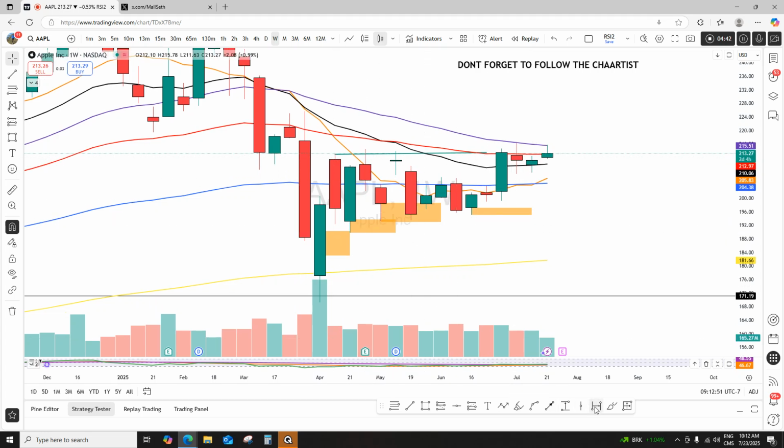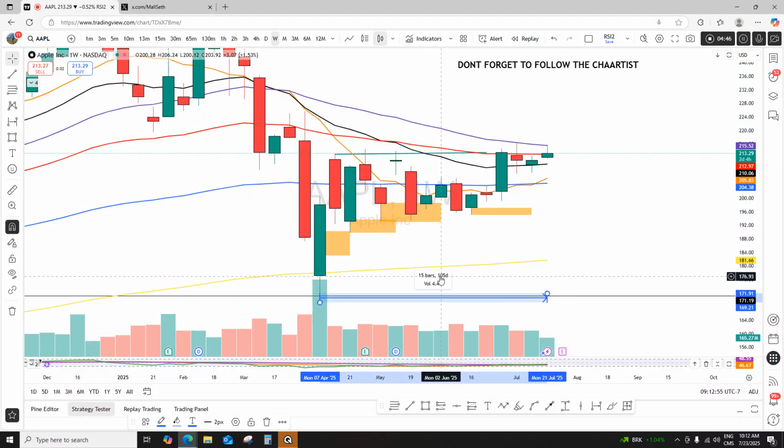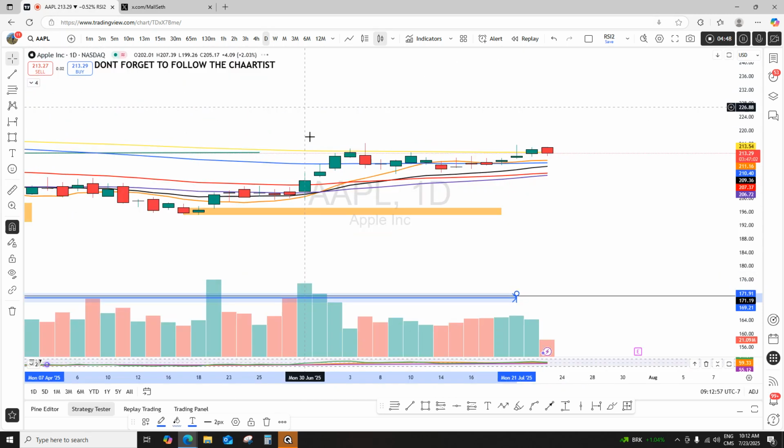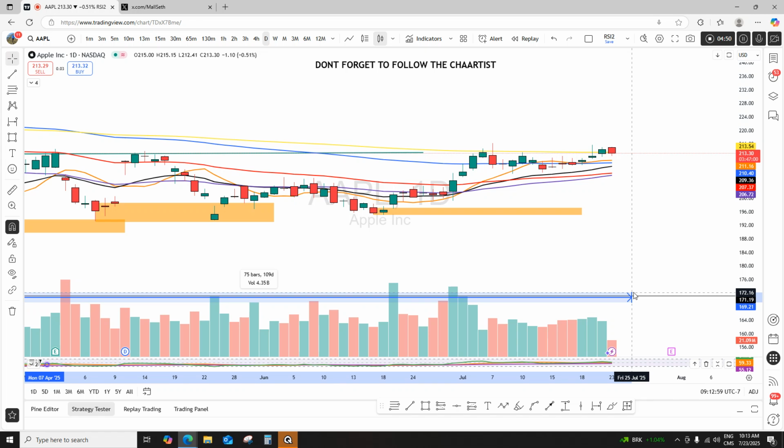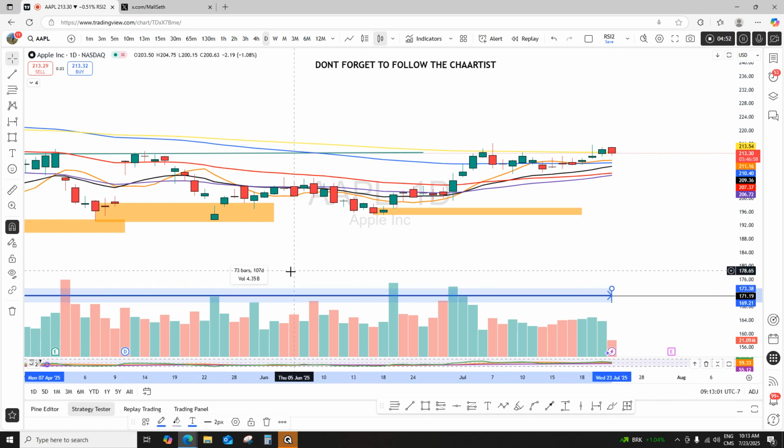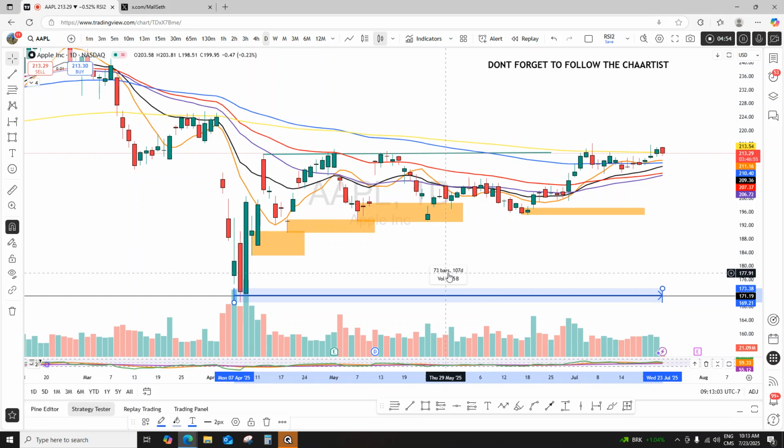Let me show you. From here till here, 105 days. Let's go on the daily time frame. Even more than 105 days, 109, 107 days, 73 bars, and 107 days of consolidation is right here.